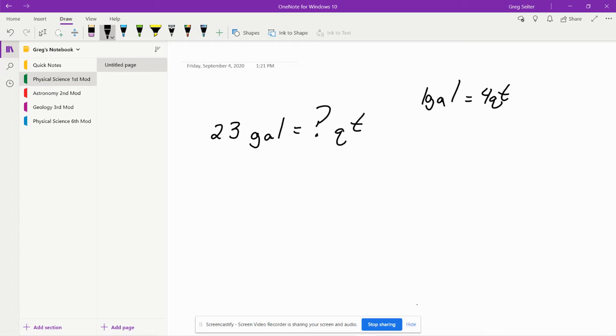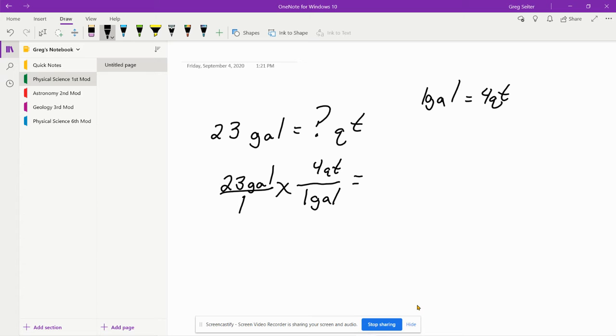Then make a fraction. If you recall from little school, we could take 23 gallons and make that into a fraction, put it over 1. Now we are going to multiply this by the conversion factor. 1 gallon equals 4 quarts. We want our answer in quarts, so we want to get rid of gallons. The unit we're trying to get rid of, we're going to put down here. So 1 gallon is equal to 4 quarts.